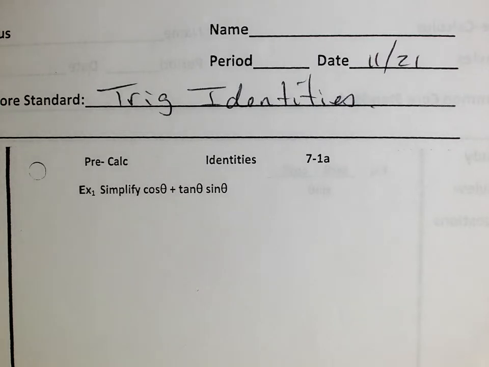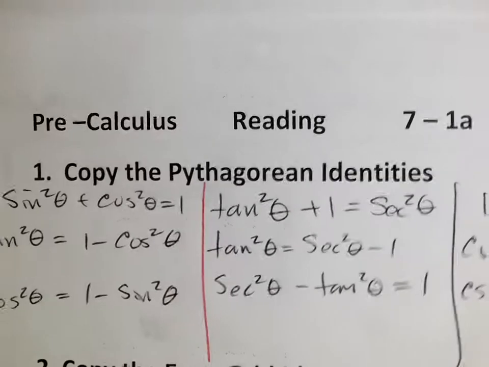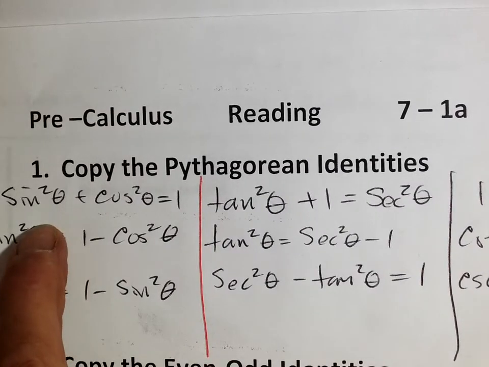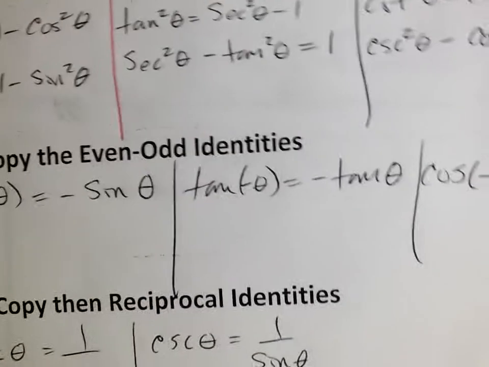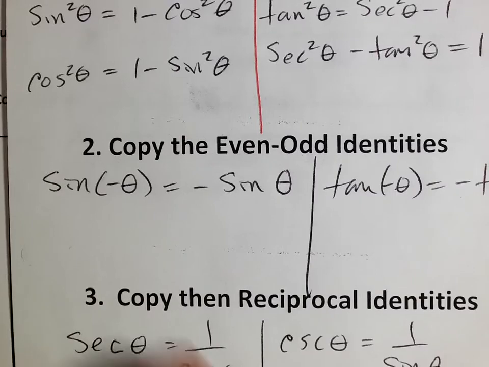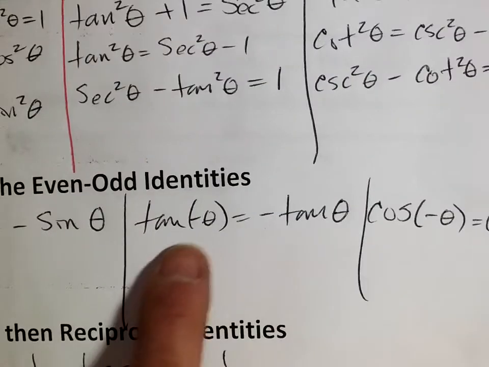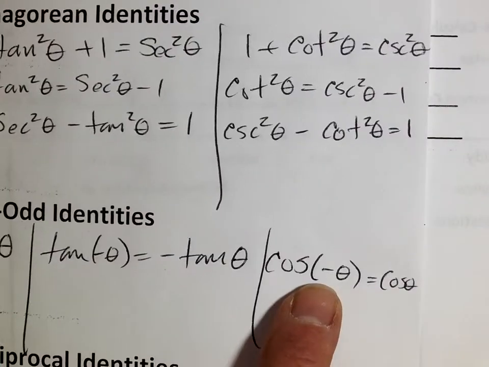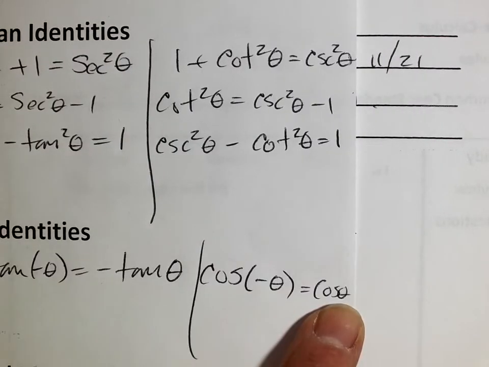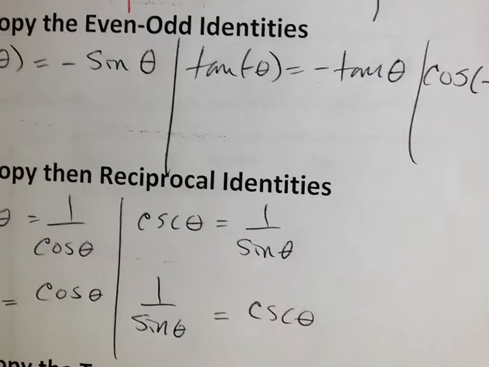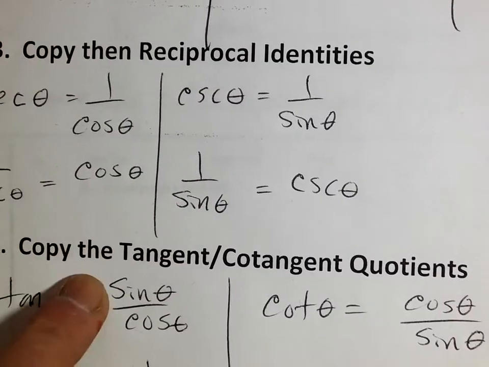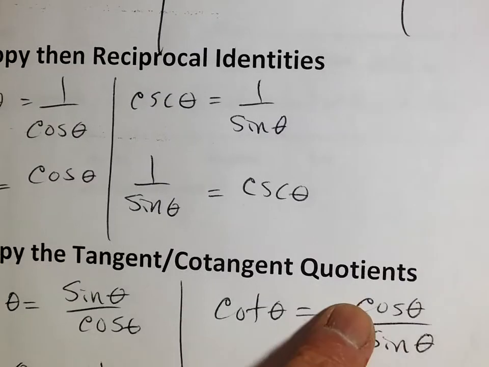So before we do anything, for those kids who were not here, these are the identities you need. Here are my Pythagorean identities. You're going to have to copy these down on your own time if you're not here. These are my odd-even identities. Sine of negative theta is negative sine. Tangent of negative theta is equal to negative tangent. Cosine of negative theta is equal to cosine of theta. Secant is 1 over cosine. Cosecant is 1 over sine. Tangent is sine over cosine. And cotangent is cosine over sine.